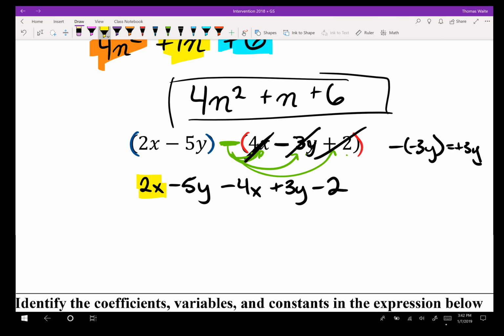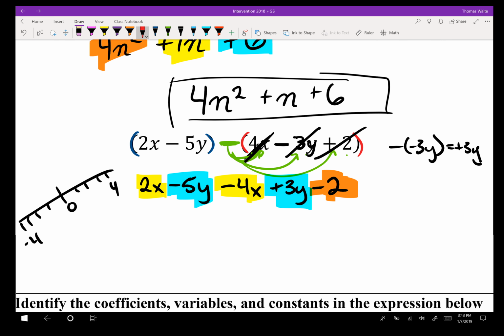2x is like 4x because they're both x terms. Negative 5y is like 3y because they're both y terms. And negative 2 is a constant. It's only one. All right. For the yellows, so the x's, 2 take away 4. Again, if I'm stuck, draw a number line. 1, 2. I'm just going to make some space on this number line because we'll use it for a couple things. All right, I'm at 2.